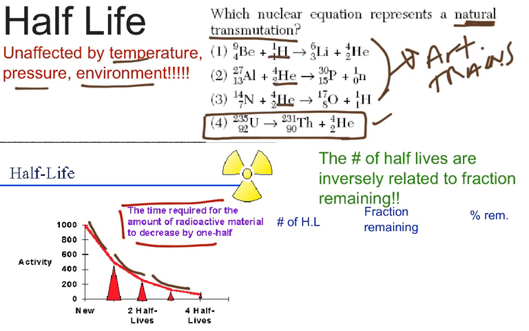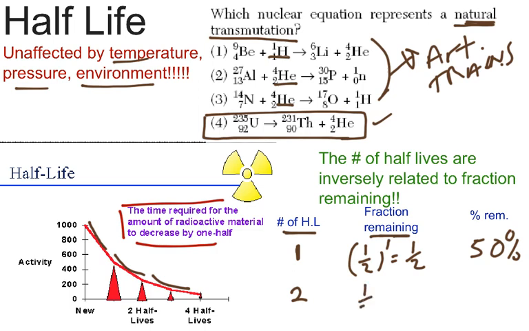Now the nice thing, guys, is a nice relationship between the number of half-lives and the fraction remaining, which we'll take advantage of. If we have one half-life, the fraction remaining would be 1/2 to the exponent of 1, which is 1/2, and that percentage will be 50%. If we have 2 half-lives that passed, the fraction remaining would be 1/2 to the second power, which is equal to a quarter.